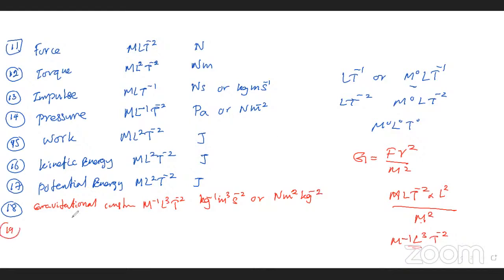The 19th one, gravitational field intensity. That is the same as the acceleration, force divided by mass. So its dimensional formula is LT minus 2, and the unit is meters per second squared.